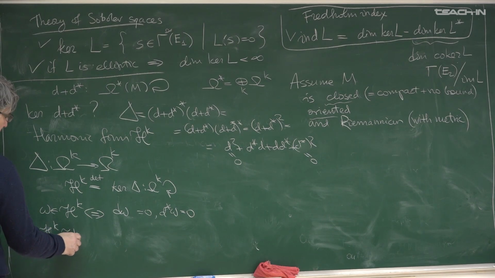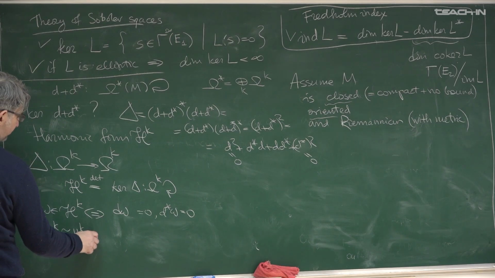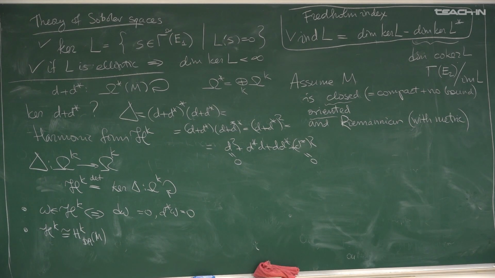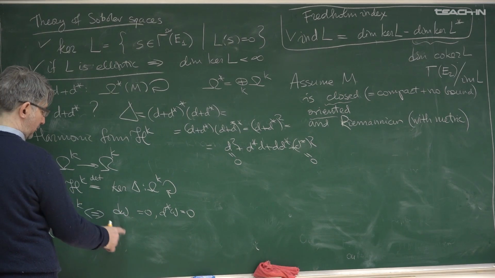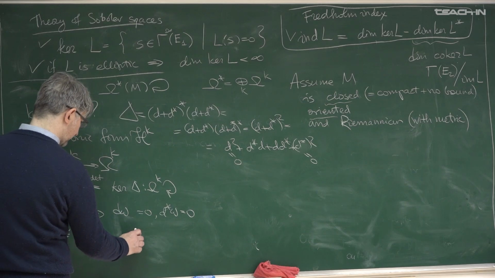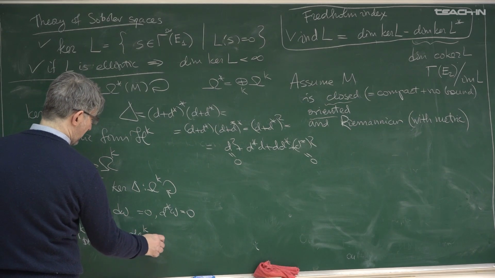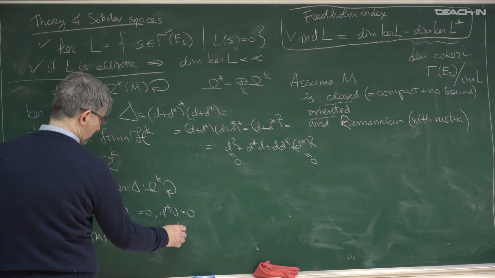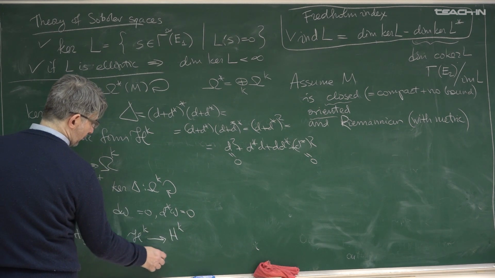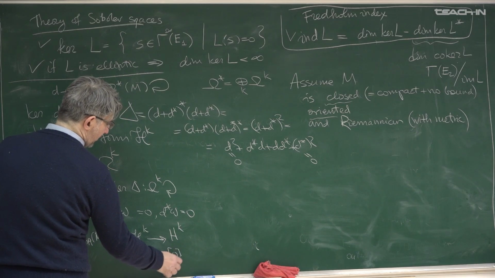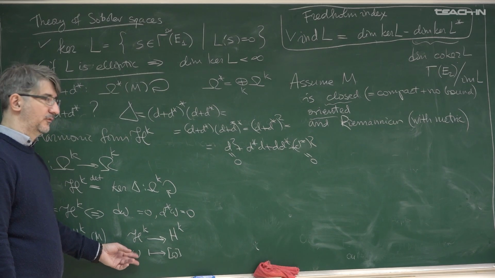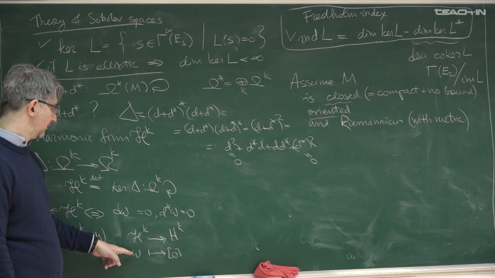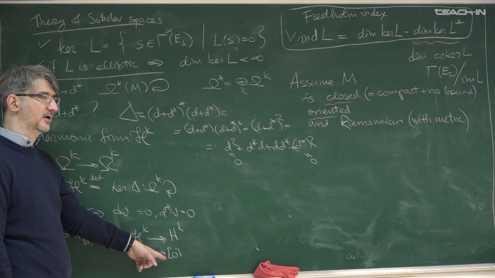H^k is isomorphic to the de Rham cohomology of the manifold M. To check this, we note a very simple thing: since a harmonic form satisfies this equation, we have a projection. Harmonic forms can be mapped to the de Rham cohomology, because you send a harmonic form to its cohomology class. We want to prove two things. One is to check that if a harmonic form is non-zero, then the class is non-zero.